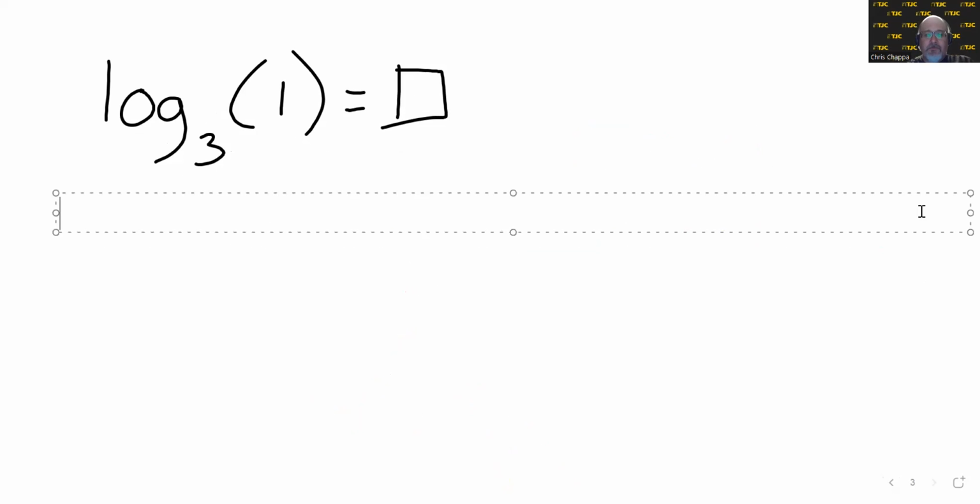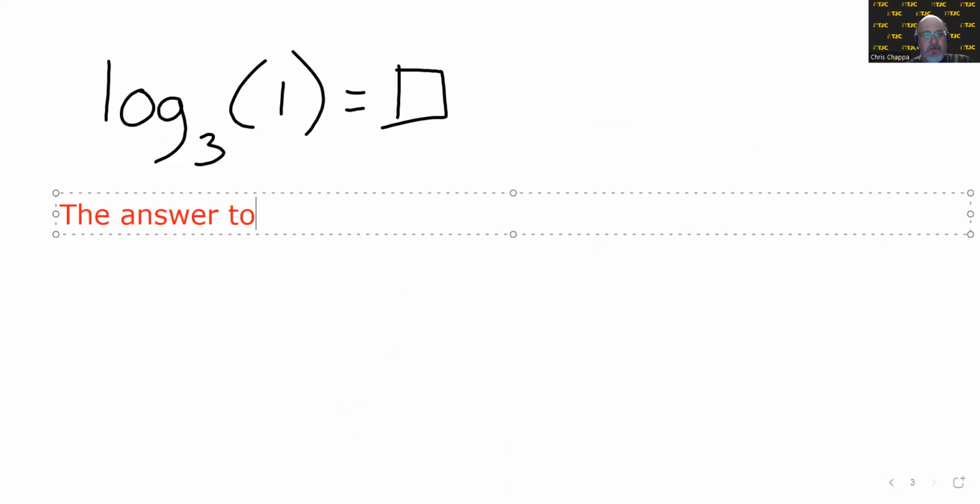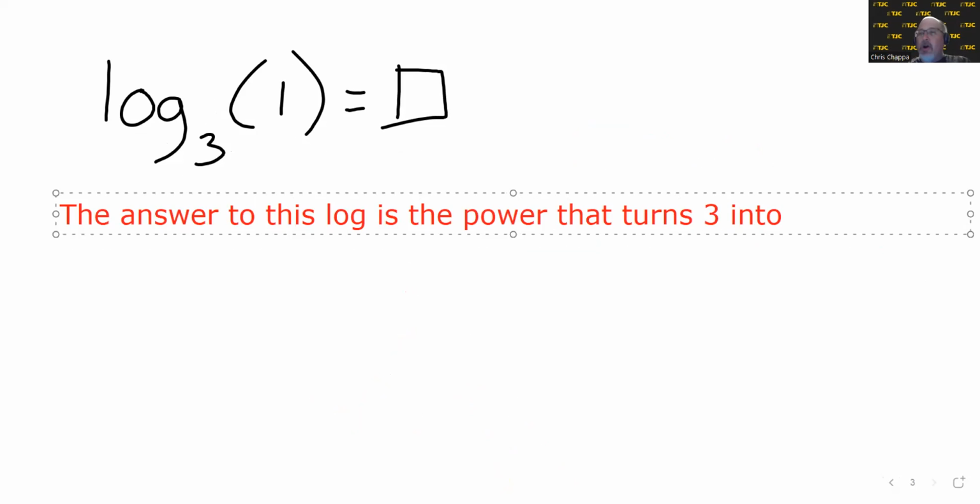The answer to this log is the power that turns the base, which is 3, into the argument, which is 1.